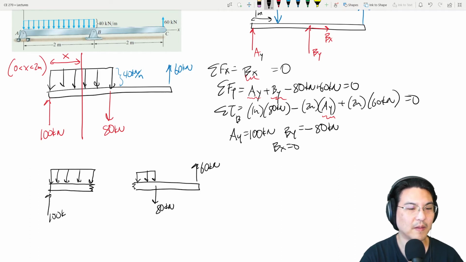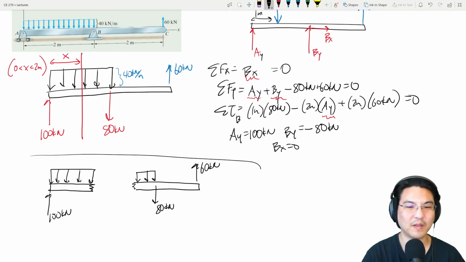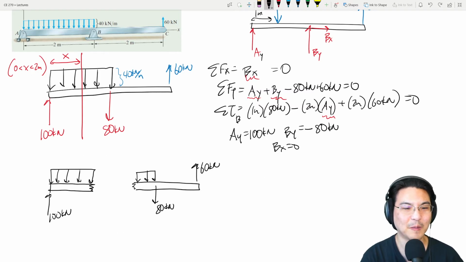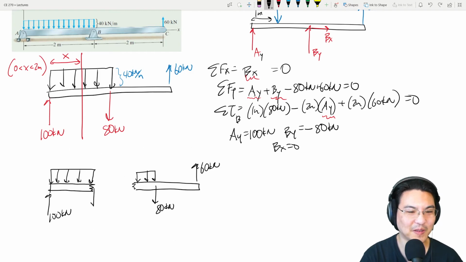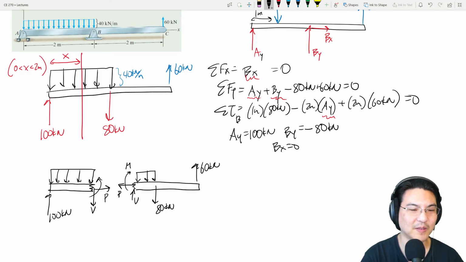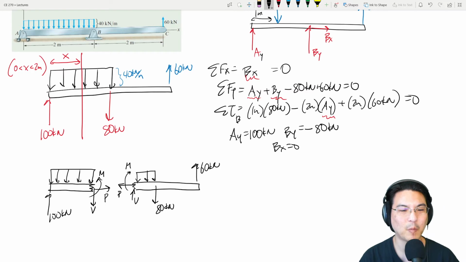There. Right? It'll always look like this. I mean, this part might be shorter or longer, but generally, the free body diagrams will look like this. And then there's all the internal forces and moments over here. Right, M, P, V: the shear, axial force, and bending moment.